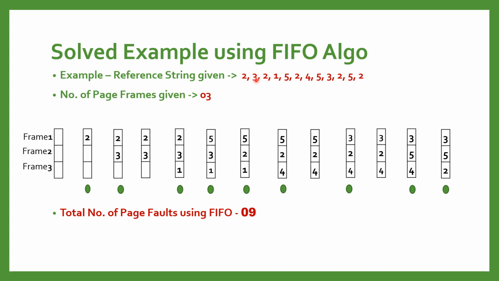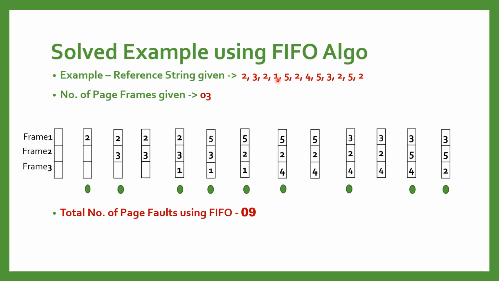Now move to the next page number. This is 3. Also this 3 is not loaded in the memory, so it will cause a page fault, and we will load this in the memory. Again we'll move to 2. Now 2 is already there, so there will not be any page fault and the situation remains the same. This RAM will remain the same. These green dots are the page faults, so please consider them as page faults. Like here the page fault occurred, but in this case 2 was already in the memory, so we are not marking it as a page fault.